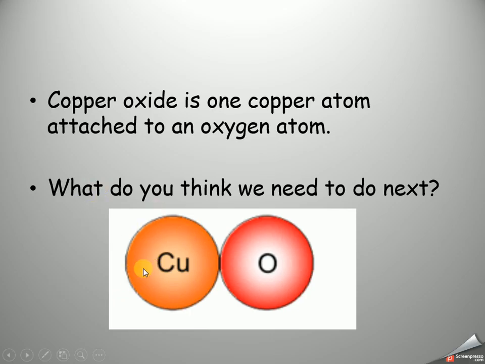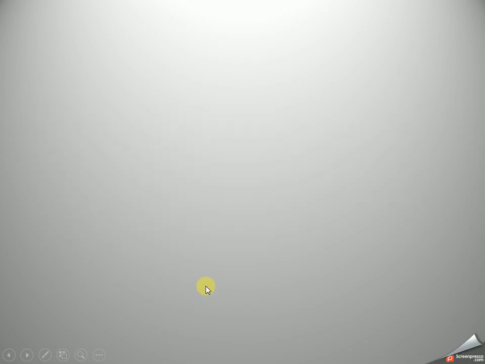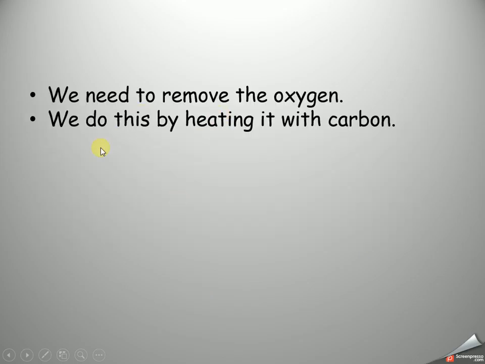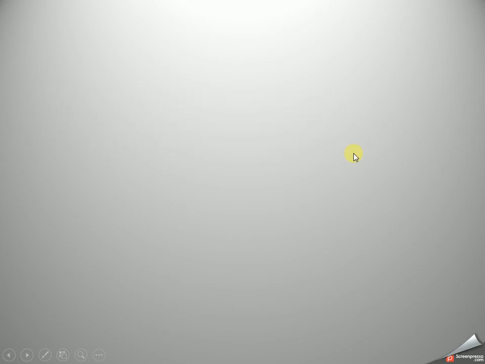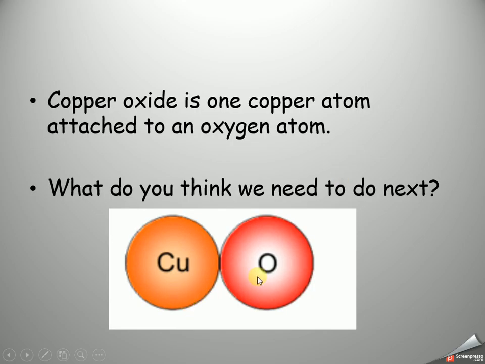How do we do that? Well, we heat it up. We need to remove the oxygen. We do this by heating up with carbon. And what gas is produced? Imagine heating this up with carbon. What is made? Carbon dioxide, isn't it? I know there's only one oxygen here, but one carbon atom will take the oxygen off this, and it will take the oxygen off another copper atom. And that will give us pure copper.